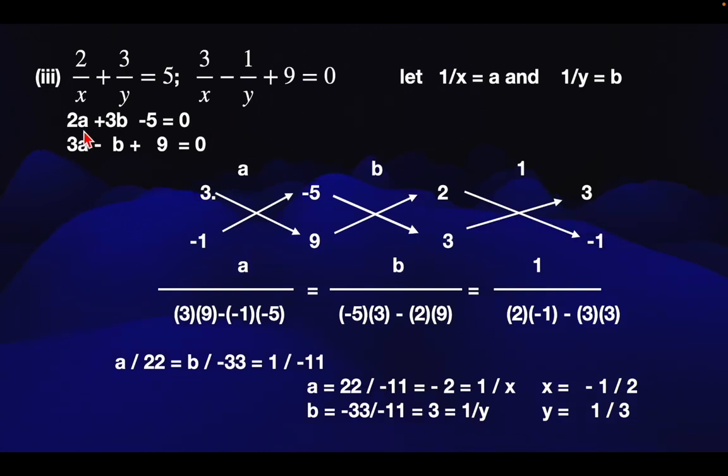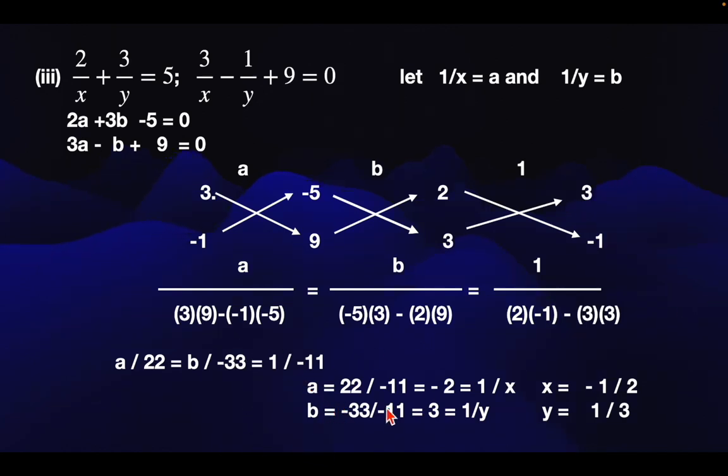The variables are a and b. Write down a and b and 1. Okay, now start with the coefficient of b: 3, -5, 2 and 3. Write it again for the next equation: -1, 9, 3 and -1. Write it, put the arrows. Write down a upon 3 into 9 minus 1 into -5, b upon -5 into 3 minus 2 into 9, 1 upon 2 into -1 minus 3 into 3. Simplify, you will get the answer.